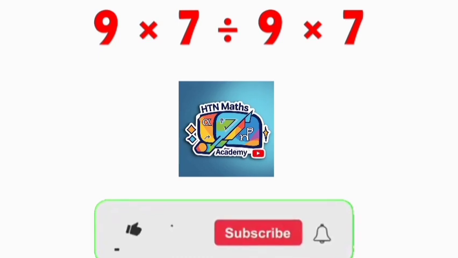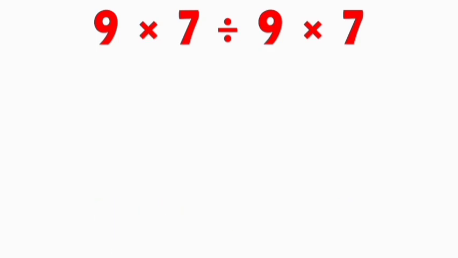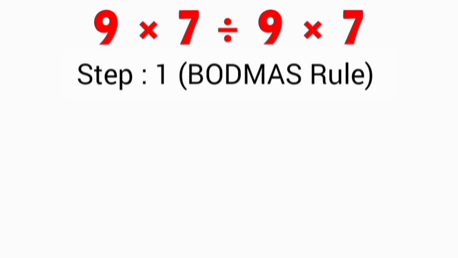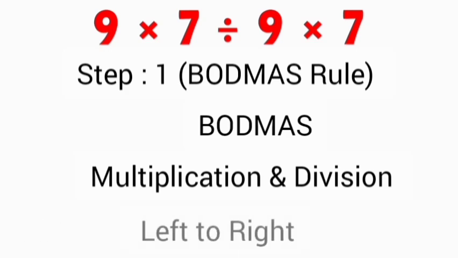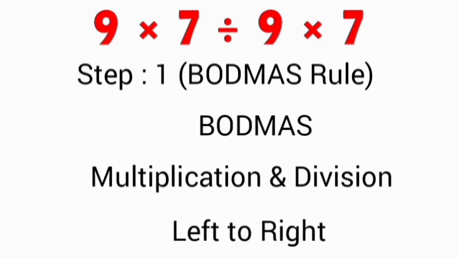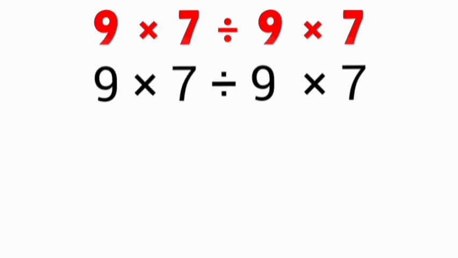Today we will solve a simple but interesting math expression: 9 × 7 ÷ 9 × 7. Let's solve it step by step. Step 1. Follow BODMAS or order of operations. According to BODMAS, multiplication and division are done from left to right. So we read the expression exactly as (9 × 7) ÷ 9 × 7.